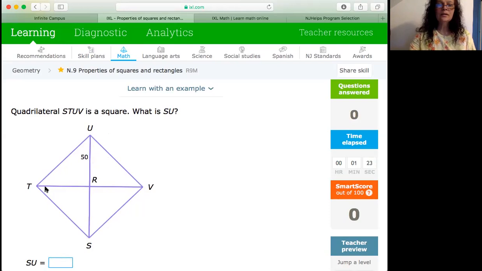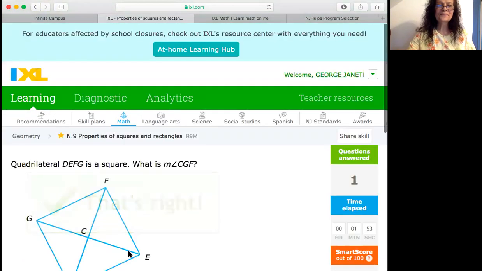All right, diagonals bisect each other, okay? And they are all congruent, definitely. So if this is 50, this side is 50, that means this one also is 50. We need to pay attention to the direction. They are asking about SU, the whole segment, not just this part. So the answer has to be 100, okay?